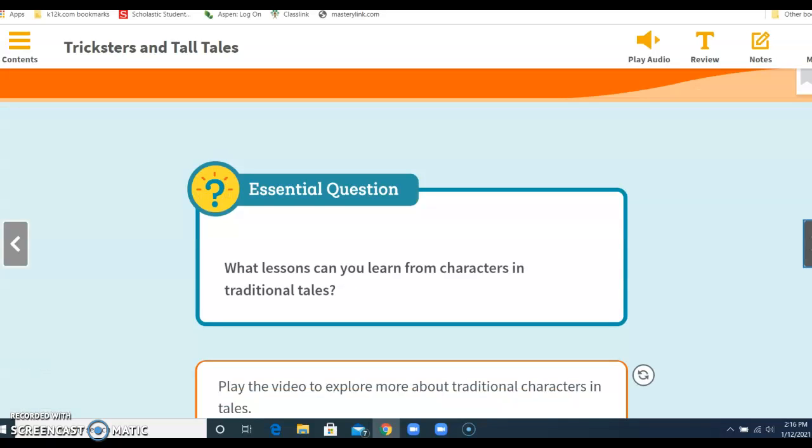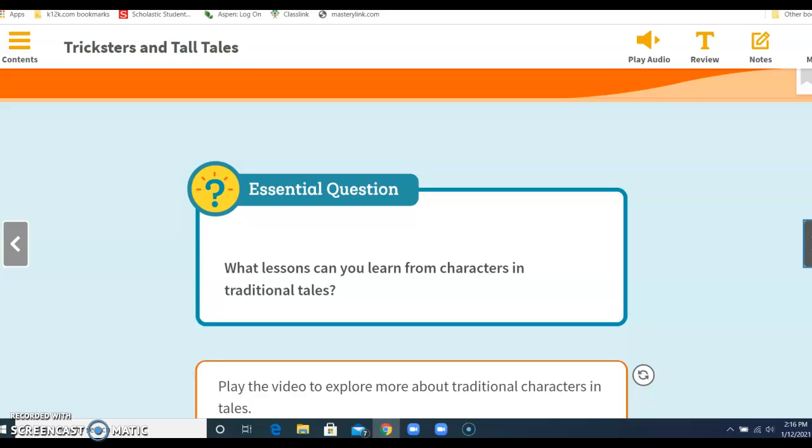Next, we're going to look at the essential question that you looked at before you started this entire module and see if you can answer this question and have a discussion with someone that you're with today. What lessons can you learn from the characters in these traditional tales? So when you think about all the stories that you read, I want you to think about your own life. What connections are you making? Is there a connection to your life, to a story you read before? Is there a connection to the world?